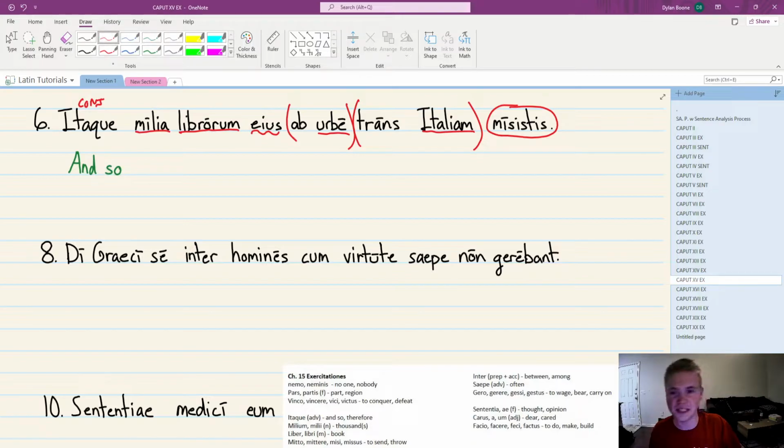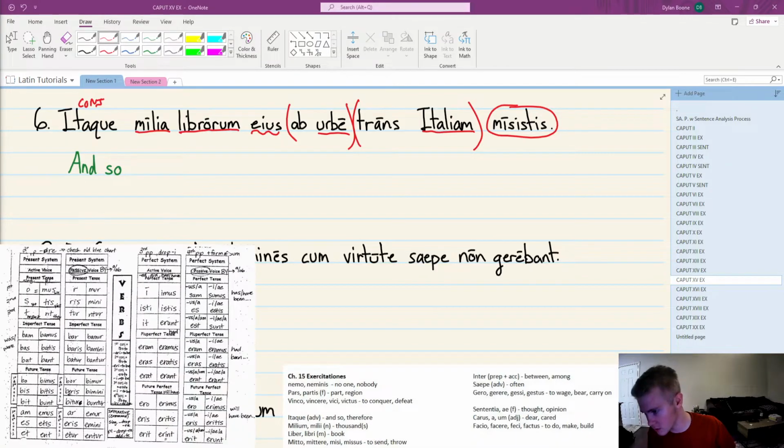Finding our verb, mesistis. So that comes from mitto, mittere, misi, missus. So we take the third part, drop the i and add istis. So what on the verb chart are we? We're in the top right, and we've added istis, so we are perfect, second person plural. So you all, y'all.